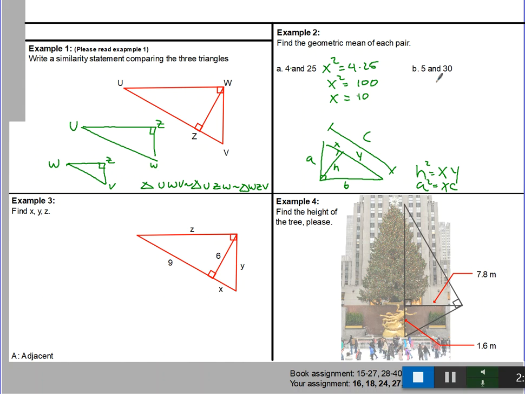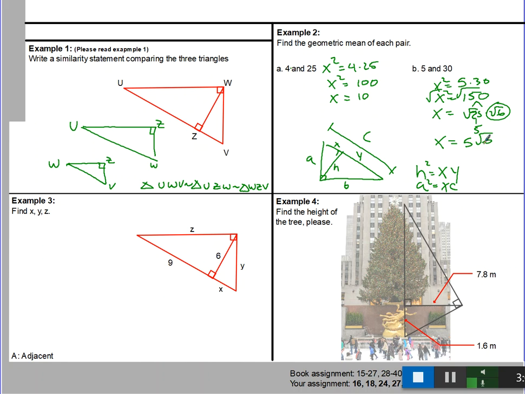Same idea. X squared is equal to 5 times 30. X squared is equal to 150. Square root. So I get x is equal to, well, this can be broken apart into the square root of 25 times the square root of 6. That's 5. I can't do anything with that. So x is equal to 5 root 6.